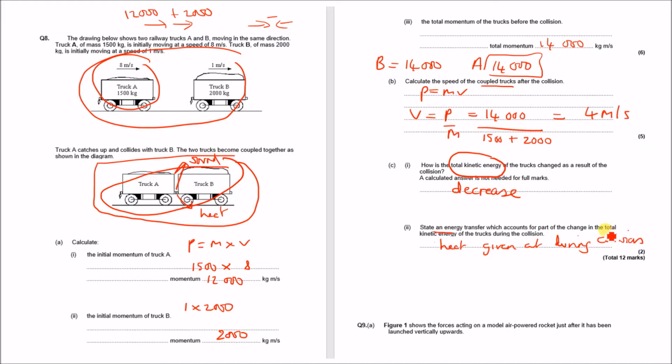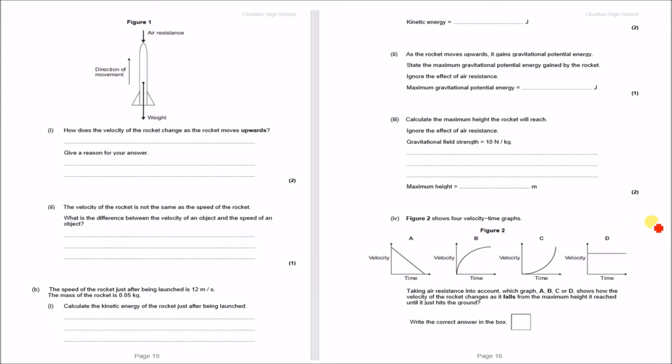Okay, so figure 1 shows the forces acting on a rocket, and you can see the direction of movement. How does the velocity of the rocket change as the rocket moves upwards? Okay, so the velocity is going to decrease. Give a reason for this. Well, that is because there's going to be some air resistance.